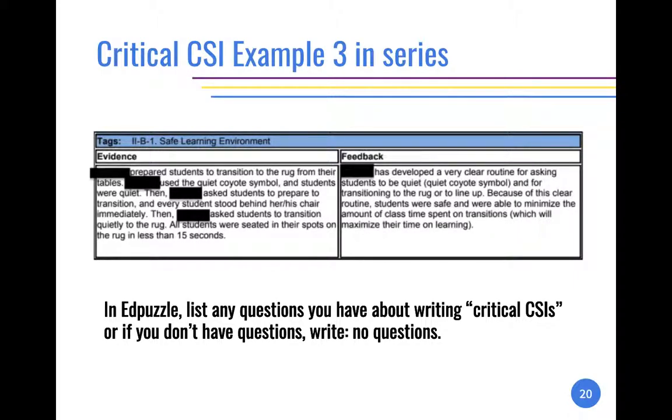And after you finish reading these, we'd love for you to list any questions you have about writing critical CSIs. Or if you don't have questions, write no questions. You don't get extra credit for having questions. We'd love to hear your questions if you have them, but we don't want you to make up questions. So if you don't have any, you can write no questions.